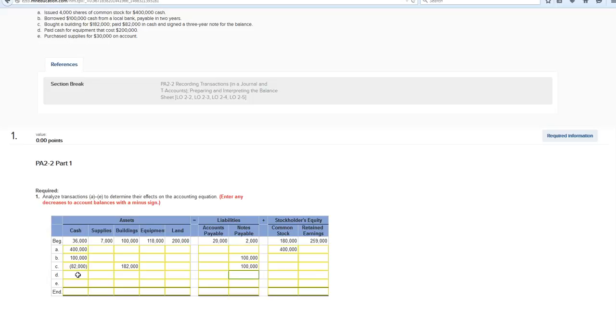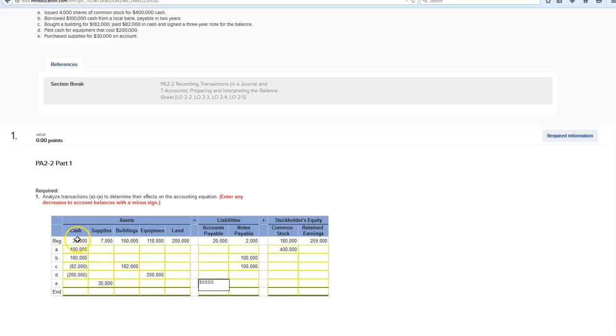In D, we paid cash and we received equipment. So the equipment is increasing by $200,000, and the cash is decreasing because we paid it out, minus 200. This is an example of a transaction that affected only the left side of the accounting equation. One account went up, the other account went down by the same amount, so it has a zero effect. The right side also has a zero effect. In E, we purchased supplies on credit, on account. So we're receiving supplies, we're promising to pay later. So supplies is going up by $30,000, and so is our debt.